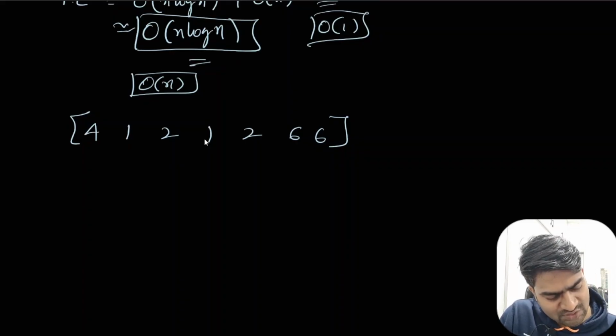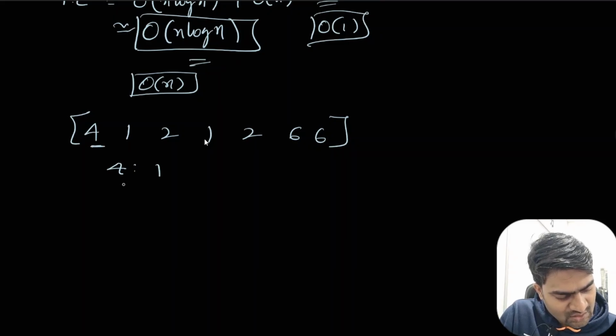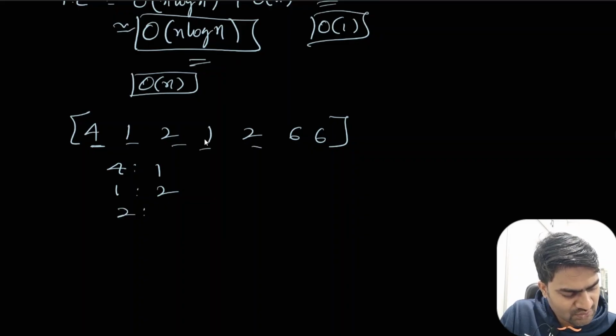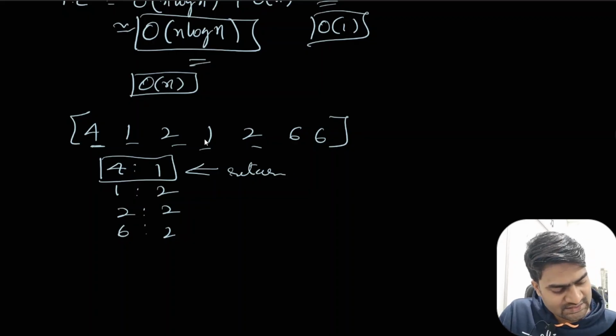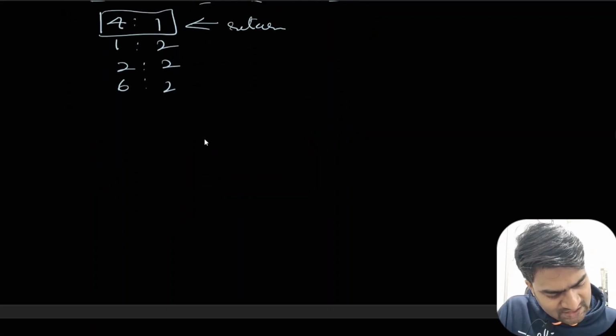So now, 4 appears once. 1 appears here 2 times, again 2 appears 2 times, 6 appears 2 times. So which appears only once? Our 4 appears only once. That way we can return this answer. Okay, let us try to write the pseudocode for that.